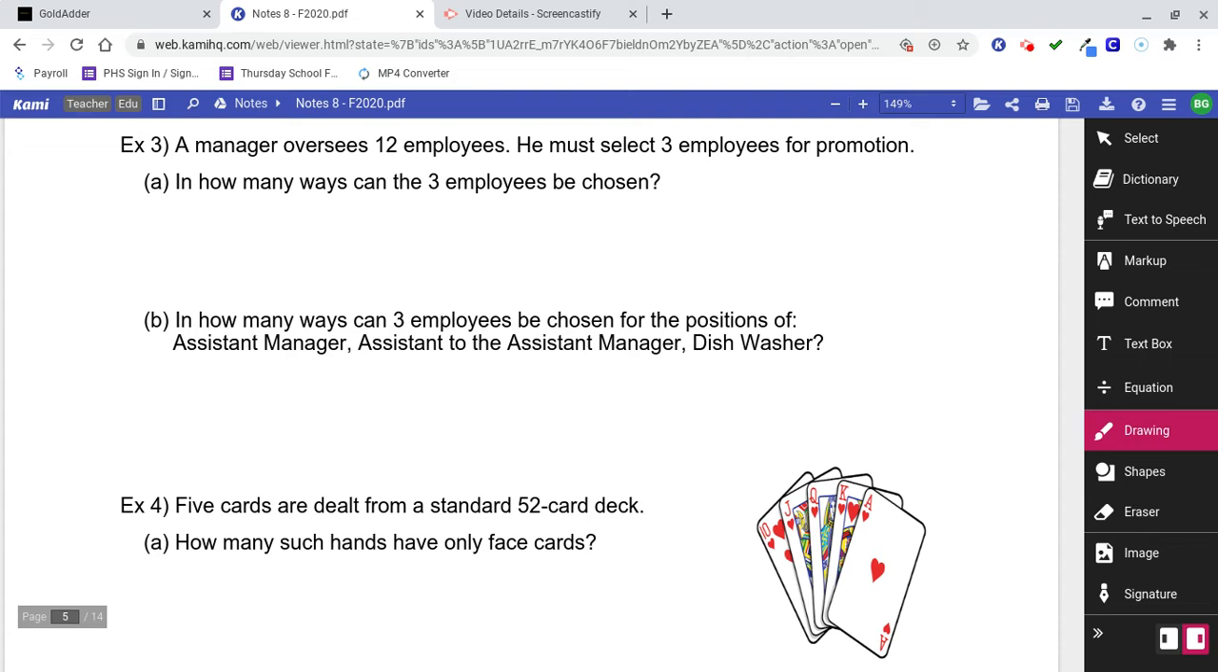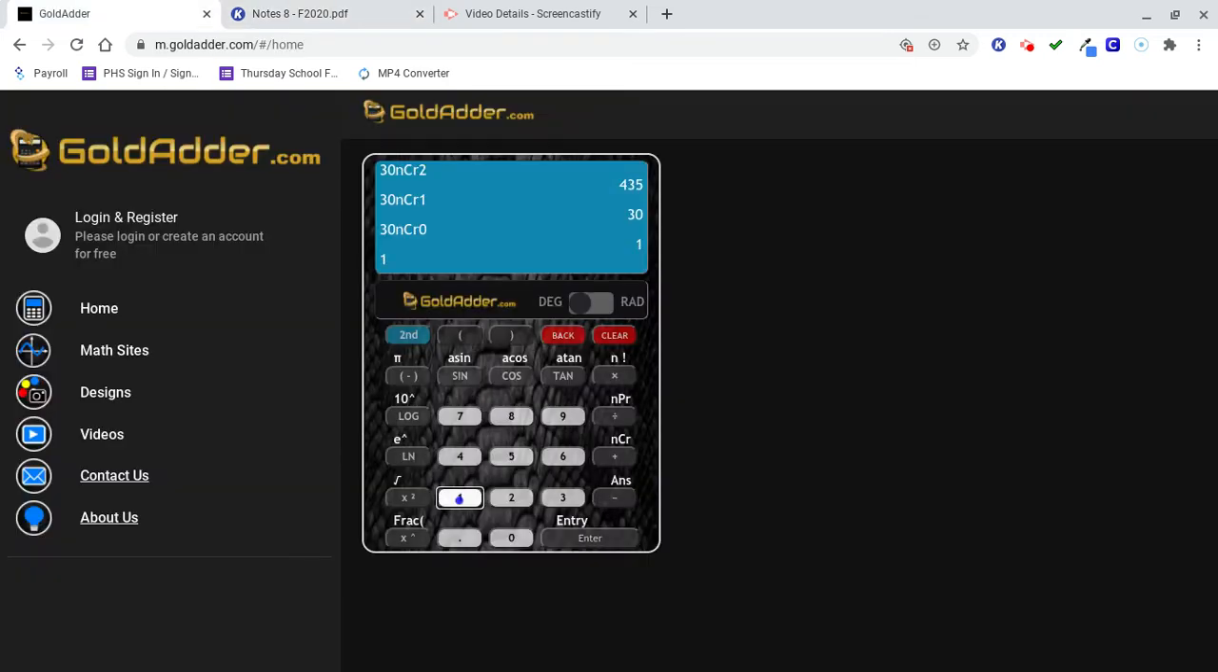Does the order matter here? He's just going to promote them. He didn't say one of them's assistant manager or anything like that. Okay, he didn't name any of the positions. We're just picking 3 out of 12. That's just a combination. 12 choose 3. It's 220.